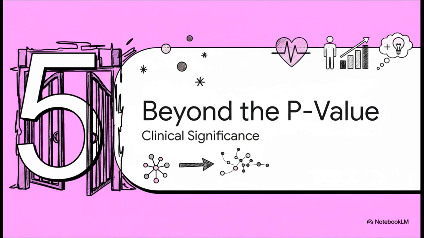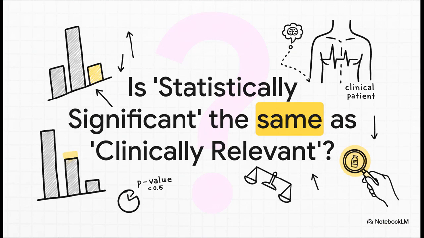And that brings us to what might be the single most important concept in all of modern statistical reporting. For decades, the p-value was king, but we know now that a p-value alone just isn't enough. We have to move past this one number to a much richer, more meaningful understanding of what our results mean for our actual patients. So I want to ask you a question, and I want you to really think about it.